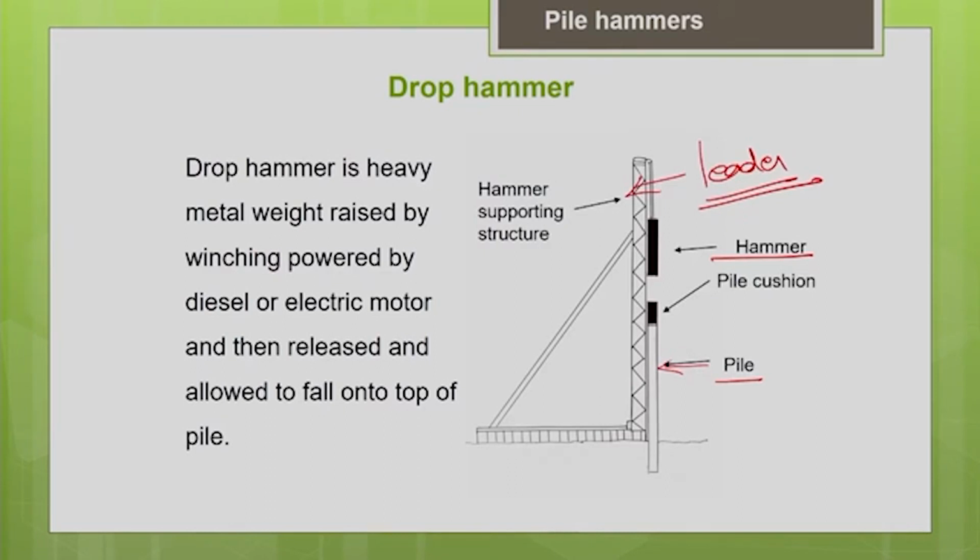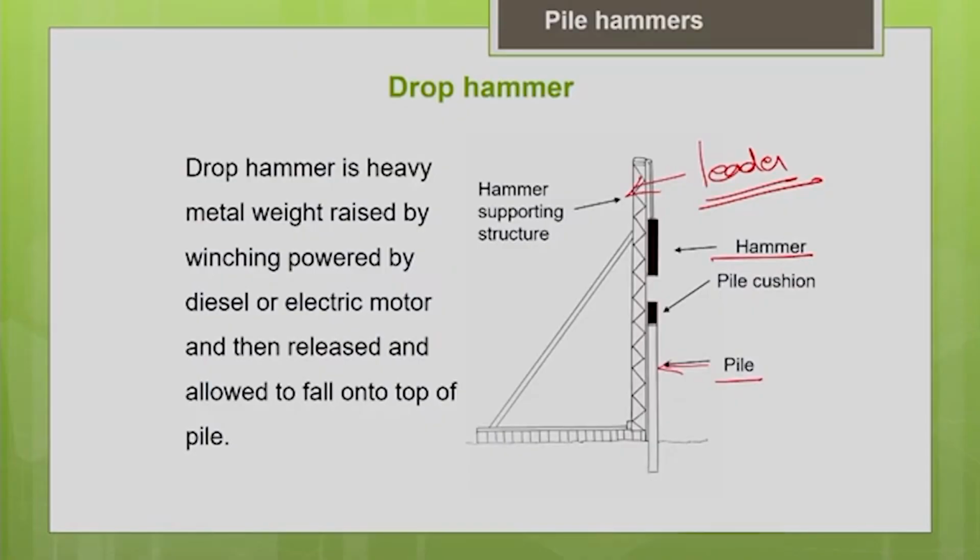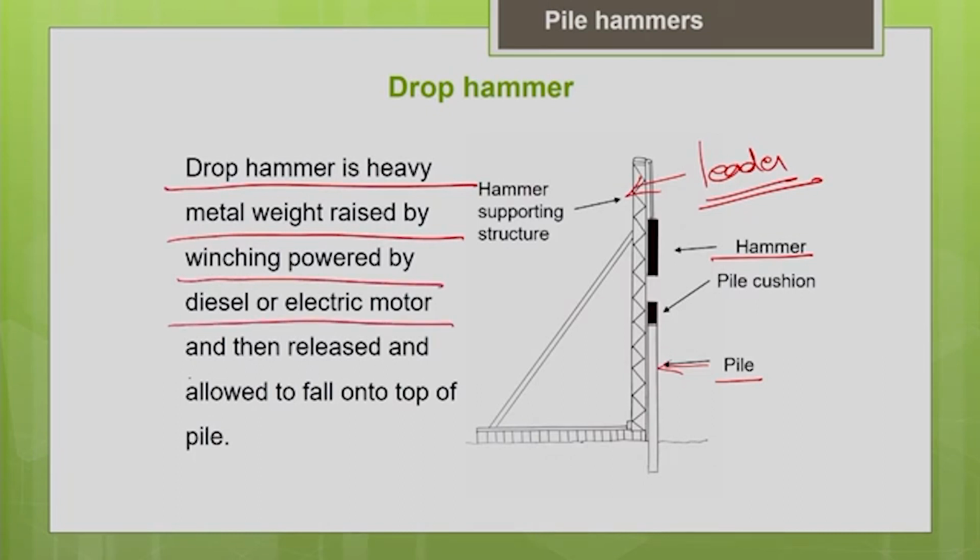As I told you, for pile driving, we can't do the pile driving only with the pile hammer. We need supporting equipment, like some lifting equipment such as a crane, and you need a structural frame like the leader to hold everything in position. So, what is this drop hammer? Let me summarize what we discussed just now. Drop hammer is a heavy metal weight, raised by winching, powered by a diesel or electric motor, and then released and allowed to fall onto the top of the pile.